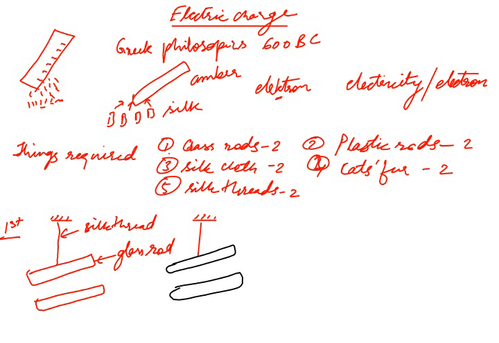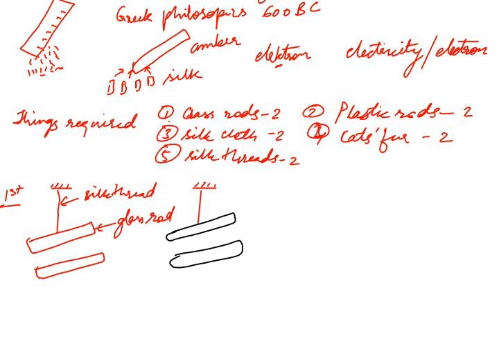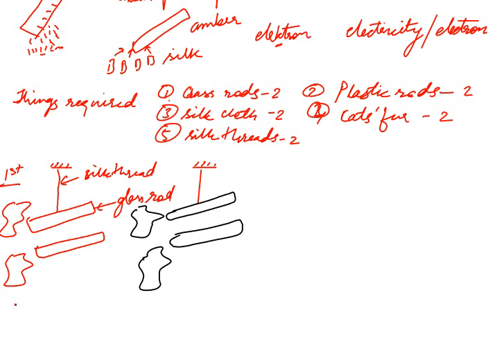Now I also have 2 silk cloths. I will draw silk cloth in red, 2 silk cloths, and cat's fur in black. I have 2 cat's fur. These are the cat's fur.